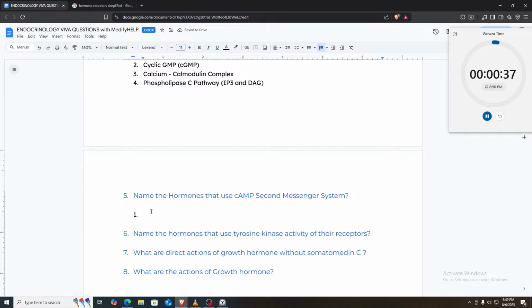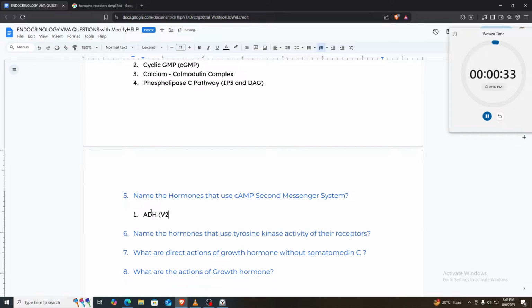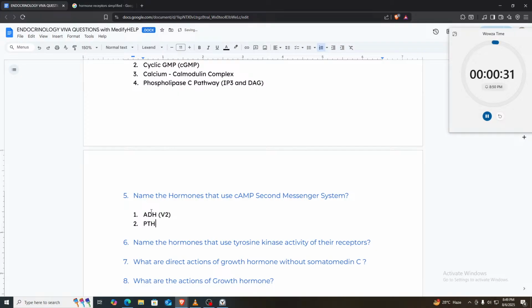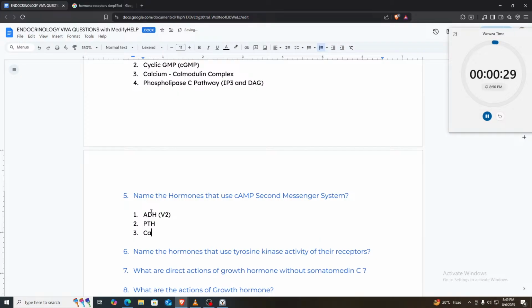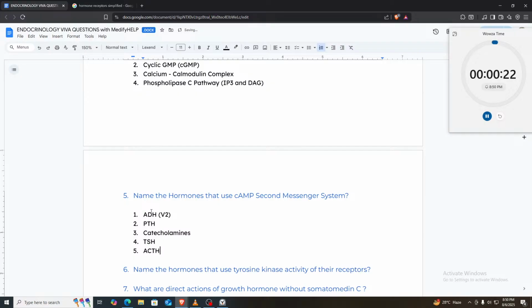Okay, final stretch. So ADH, specifically V2, PTH, catecholamines, TSH, ACTH. Right? So you could go with any. I think these examples are good enough, right?